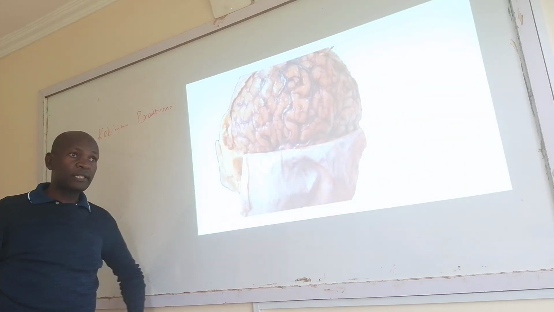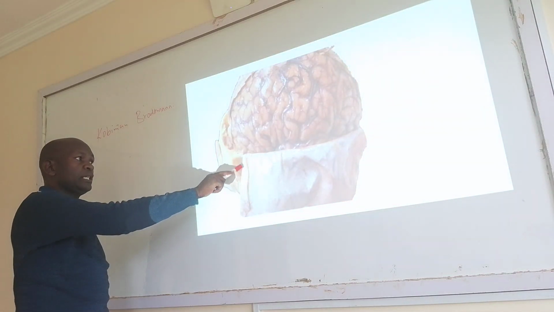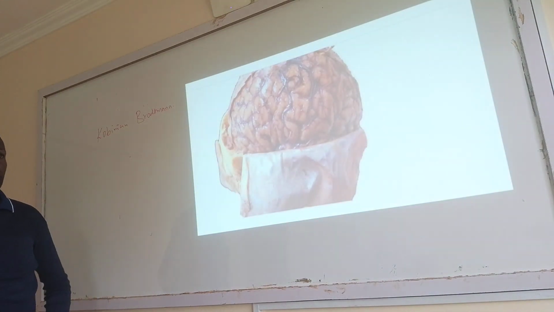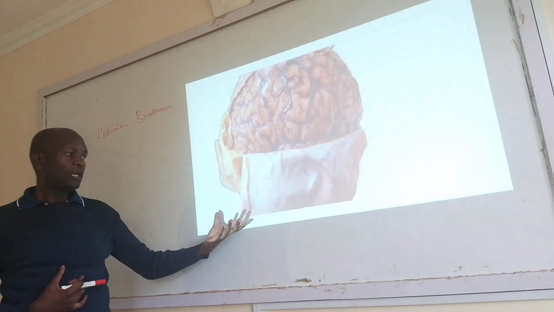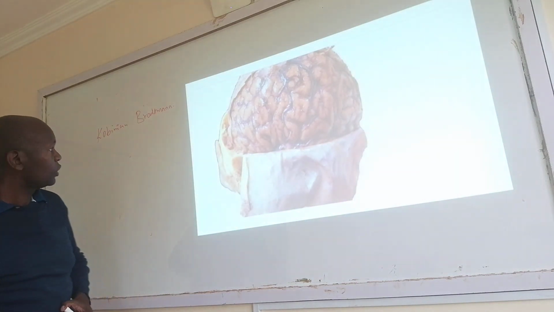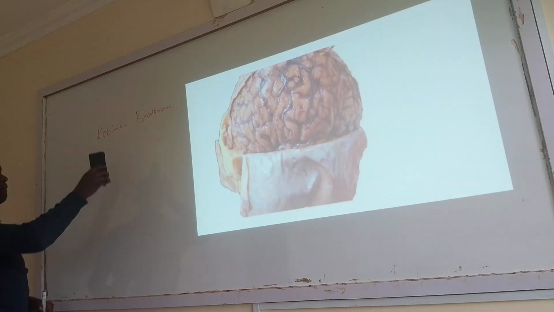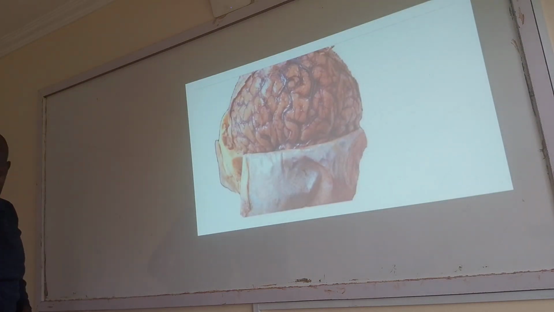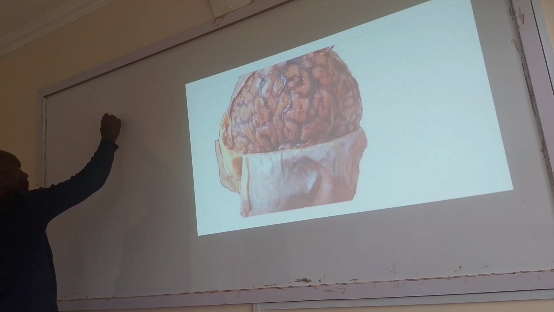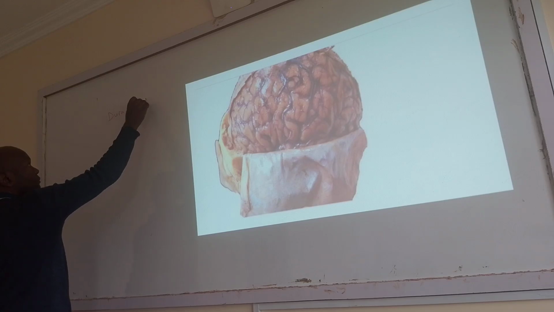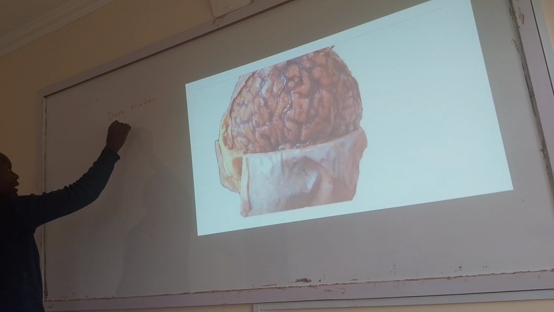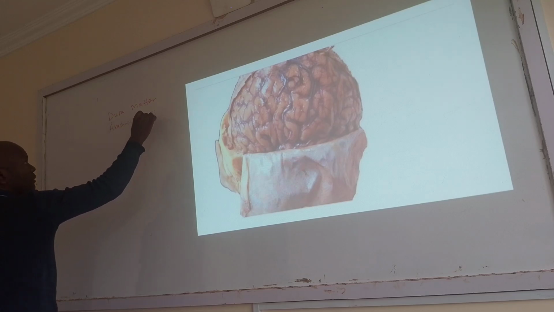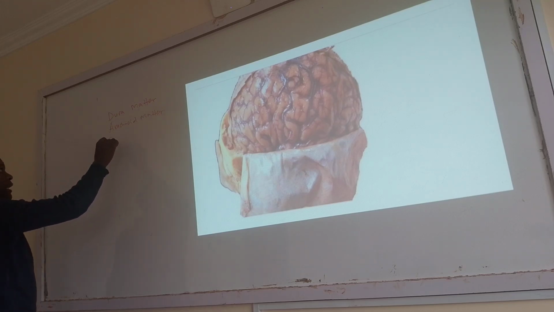What you are seeing here is the brain, and this flap you see down here is the meninges. So your brain is covered by 3 connective tissues that we refer to as meninges. So from outside towards the inside, we have the dura mater. Then we have the arachnoid mater, arachnoid. Then we have the pia mater.